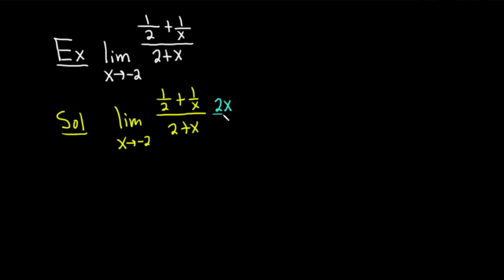So what we do is we divide by 2x. We're essentially multiplying this by 1. And keep in mind there is an implied parentheses here, and there is an implied parentheses here. Now we're going to distribute this 2x. So this is going to be equal to the limit as x approaches negative 2.